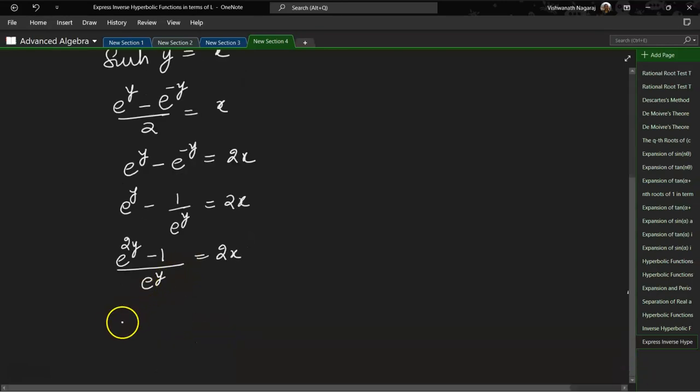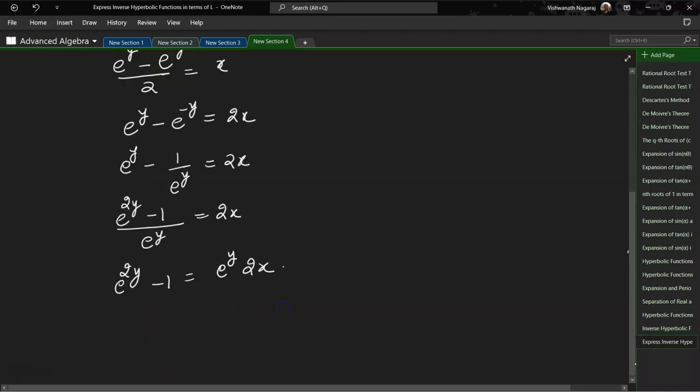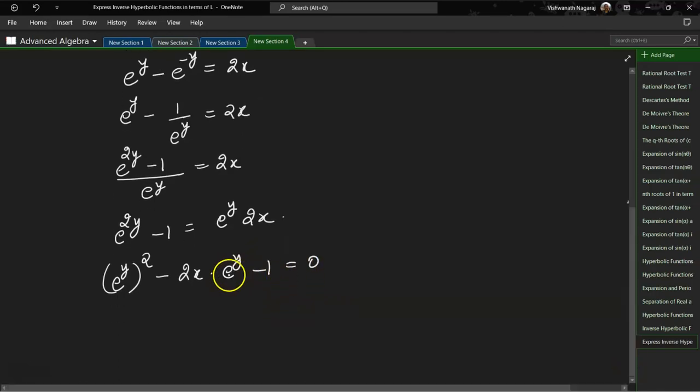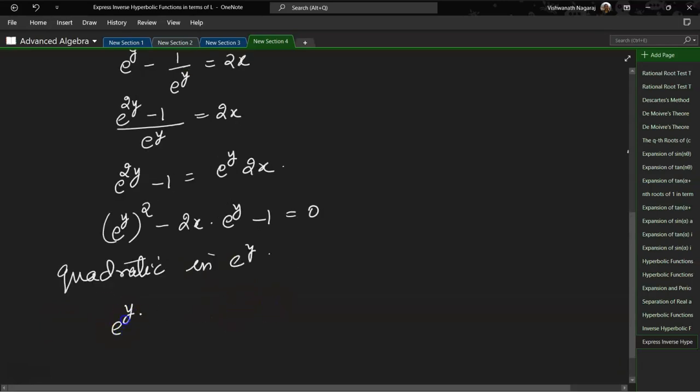Okay, now let's take it to the other side. So e to the power of 2y minus 1 is equal to e to the power of y times 2x, and then we bring it to this side, but this we will write as (e to the power of y) square minus 2x times e to the power of y minus 1 equal to 0. So immediately we notice that this has become a quadratic in e to the power of y. So e to the power of y will be equal to minus b plus or minus square root of b square minus 4ac by 2a.